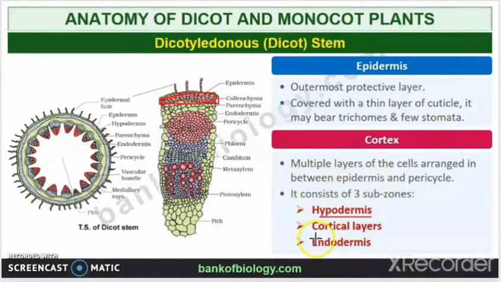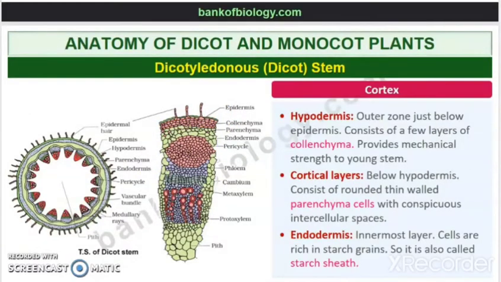And then come the cortical layers. Right, so after this it has the cortical layers, and last comes the endodermis. So this innermost part is the endodermis, and below that endodermis is the pericycle. Right, so multiple layers of cells arranged in between epidermis and pericycle consist of 3 subzones: hypodermis, then cortical layer, and then the endodermis. Right, now let us learn about each of these in detail.